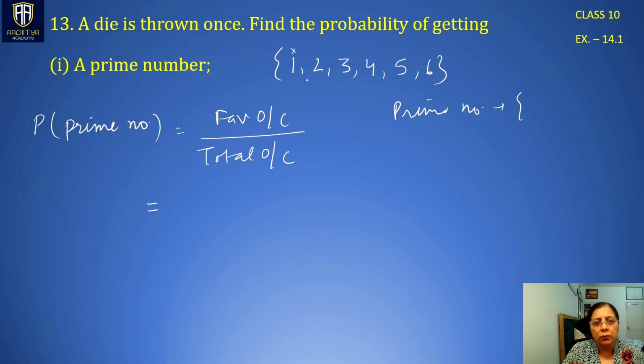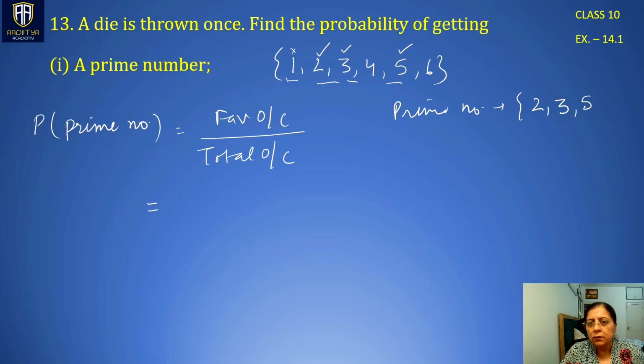1 is a unique number. We never consider 1 into prime or composite, any of these classes. 1 is a unique number, so please keep it aside. You can treat this number as an odd number, it's okay, but this is not a prime number. The first prime number is 2. Then 3 is also prime and 5 is also prime. So we have 3 prime numbers.